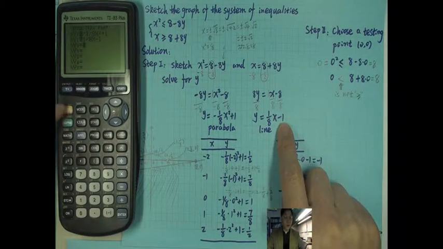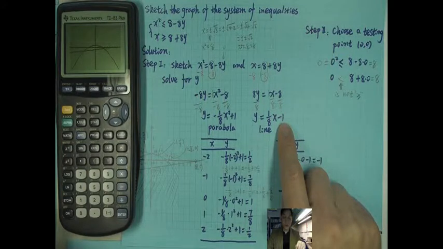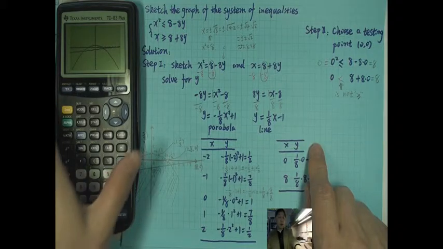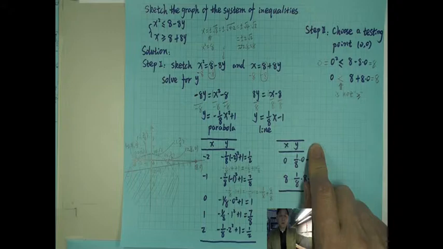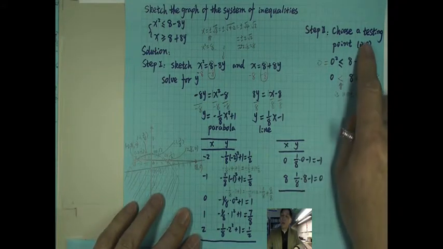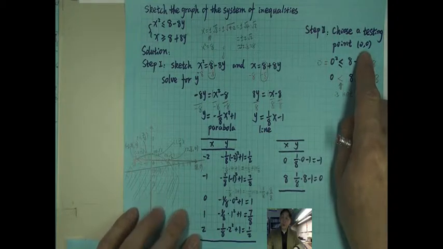Or you may go graph. And you have a line here. Okay. Alright. Now we have graphs for the equations. Now I can move this away. Alright. Okay. Now choose a testing point. The easiest testing point will be 0, 0.